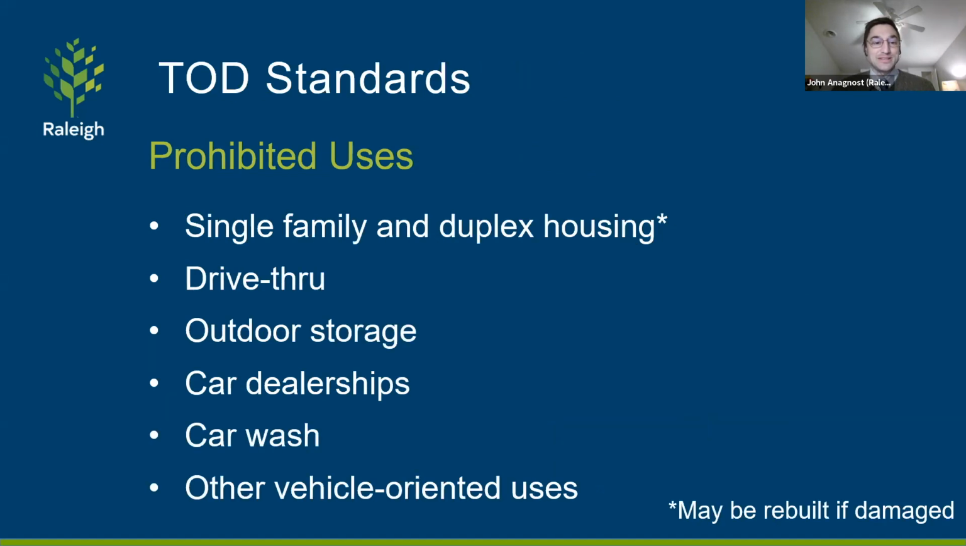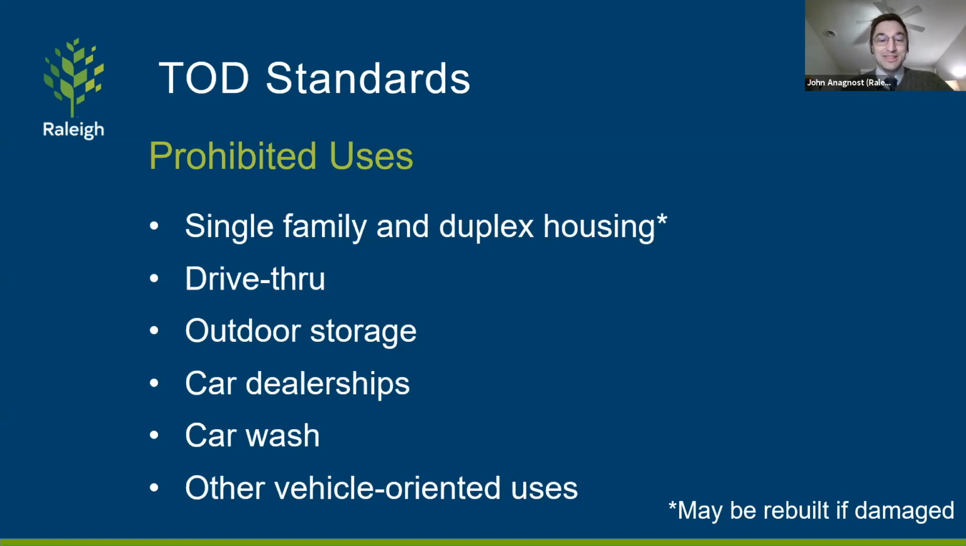So next slide, please. So the first thing is there are some uses that are prohibited in the Transit Overlay District. And the purpose of that is that some uses are largely meant to be accessed by a vehicle or serve people in vehicles. Drive-through restaurant, obviously, not only is the drive-through serving people in a vehicle, but I'll just go into this quick example.